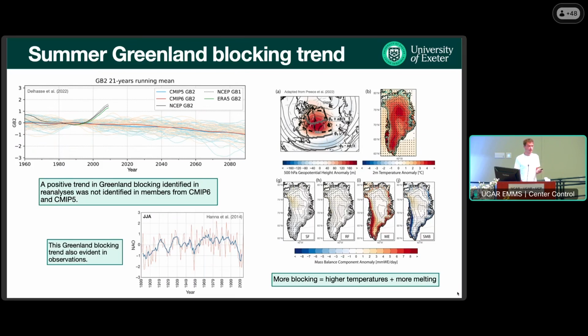As I mentioned, we're interested in this because it has large effects on the ice sheet, which is summarized in the right-hand panel. This is a composite of anomalies during blocked versus non-blocked periods. The top row shows higher geopotential heights, as we expect, and higher surface temperatures of more than 4 degrees, which then causes, in the bottom panels, focusing on the right-hand side, increased melting and reduction in the surface height of the ice sheet.